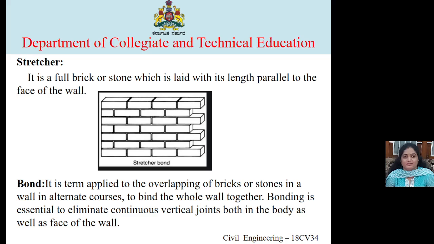Next, bond. It is a term applied to the overlapping of bricks or stones in a wall in alternate courses to bind the whole wall together. Bonding is essential to eliminate continuous vertical joints both in the body as well as in the face of the wall. Sometimes the thickness is more, so the bond should be there in between those bricks.